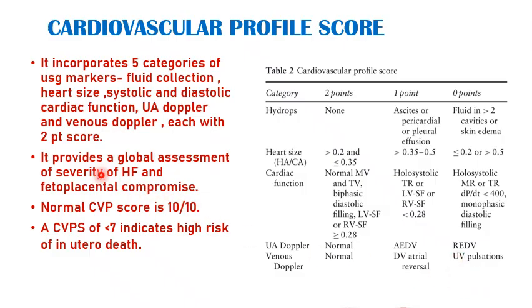This CVP score provides a global assessment of the severity of heart failure and fetoplacental compromise. A normal CVP score is 10 out of 10. A CVP score of less than 7 indicates high risk of in utero death.